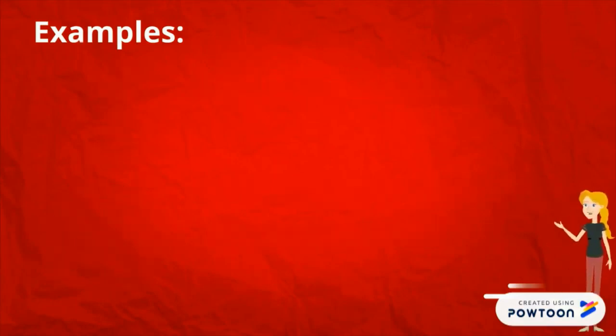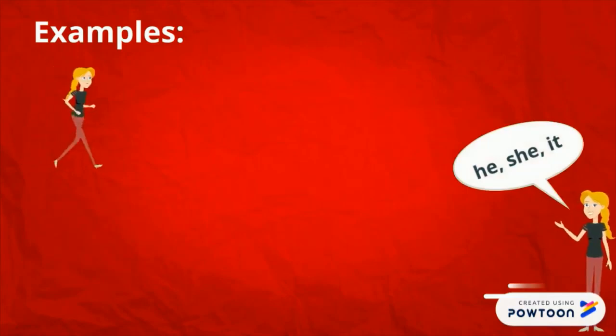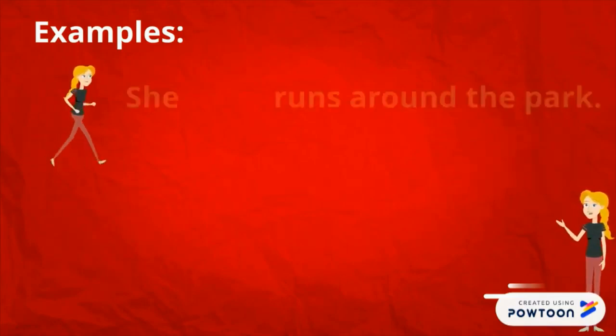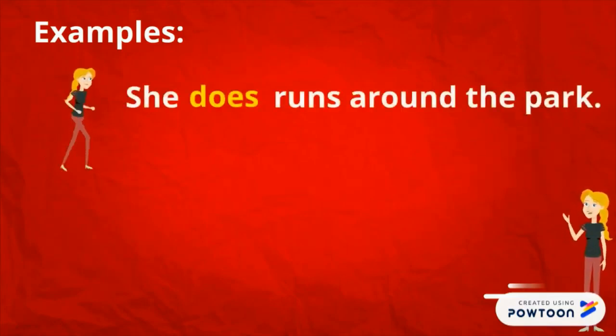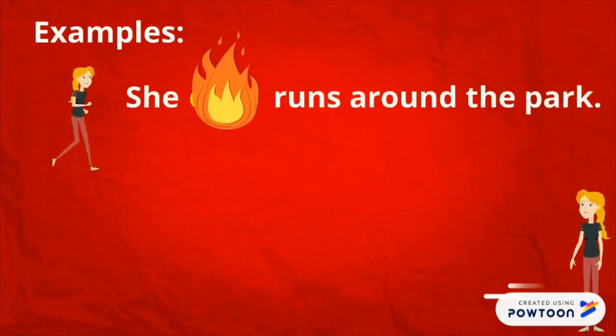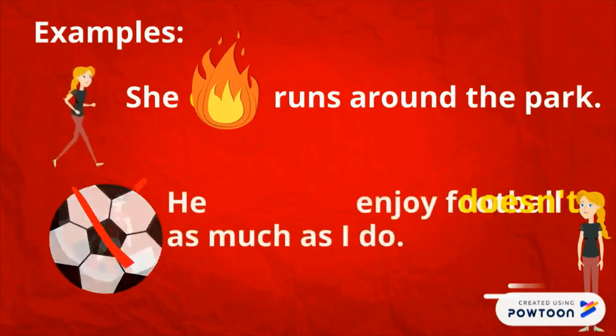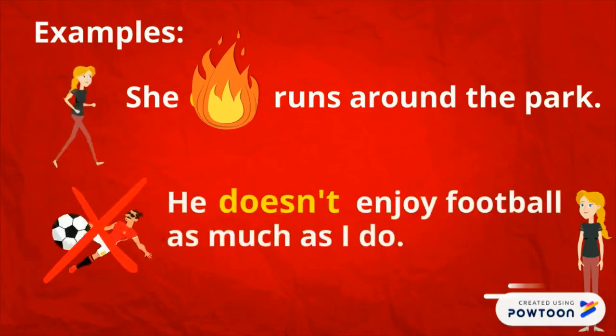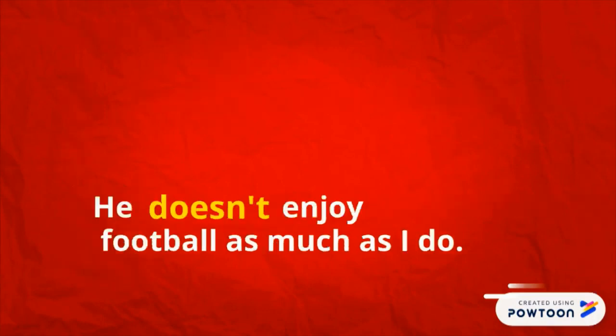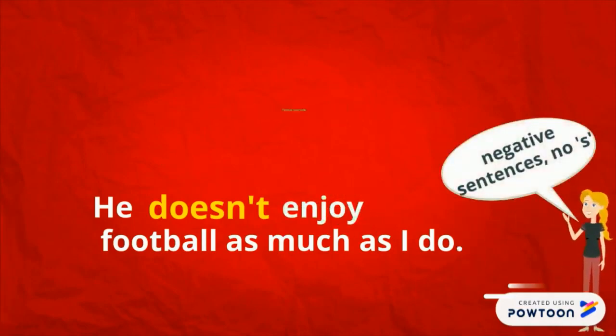For longer sentences of he, she, it, you can say, she does run around the park. You can even just use, she runs around the park. And if it's a negative sentence, you can say, he doesn't enjoy football as much as I do. Notice that the third person verbs for negative sentences also lose the final s, only for negative sentences.